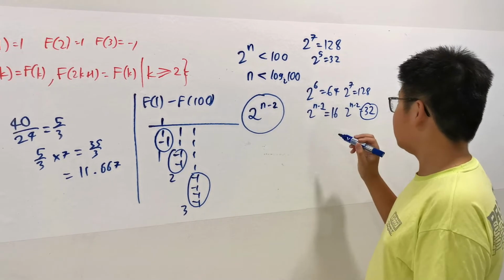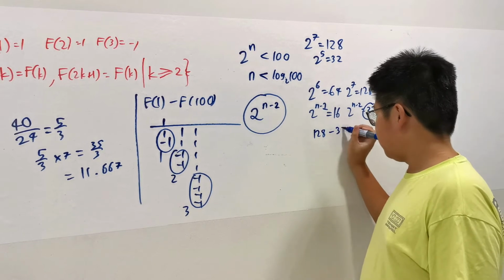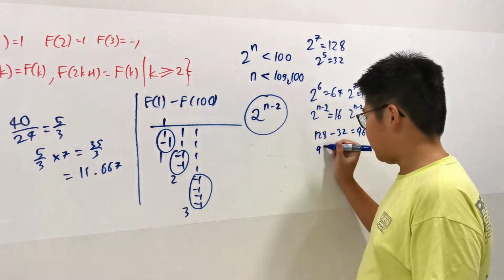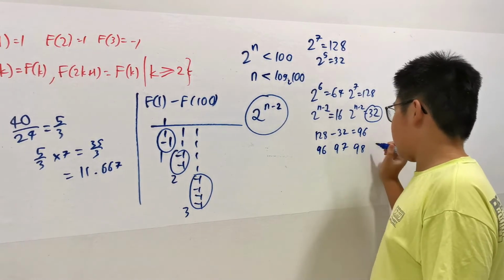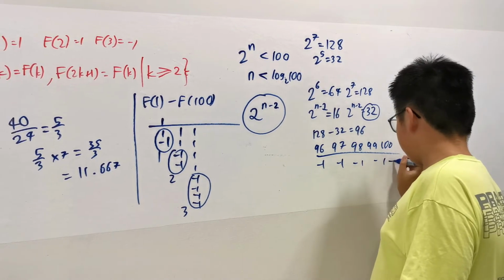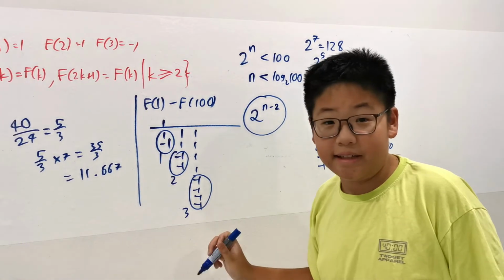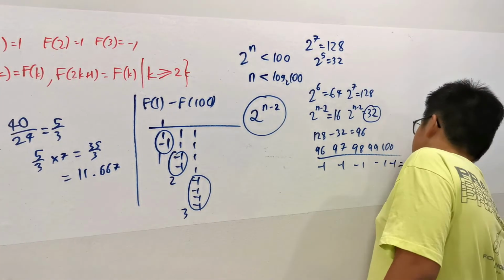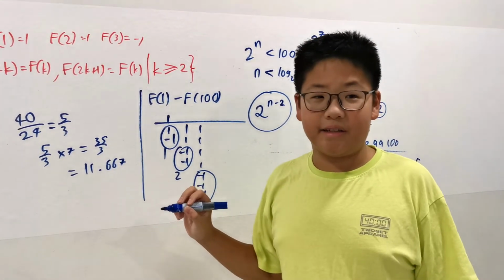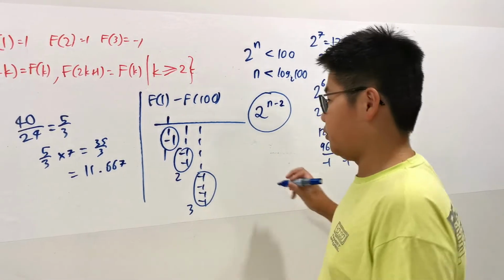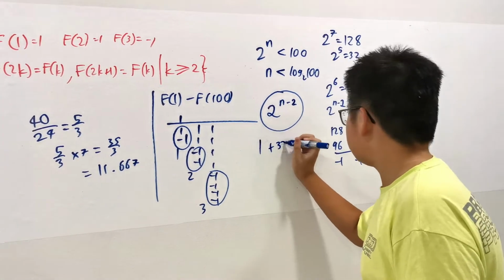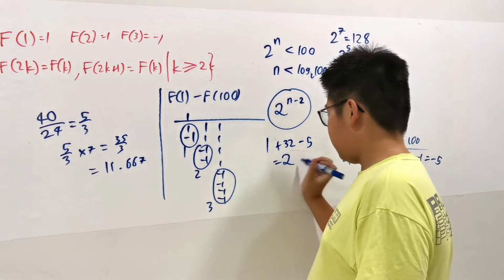And based on this calculation, 128 minus 32 equals 96. So the chain of negative 1s starts at 96. So we calculate 96, 97, 98, 99, 100. So minus 1, minus 1, minus 1, minus 1, minus 1. We recall that these chains of 1s and negative 1s add up to 0. So this chain of negatives adds up to negative 5. That means that basically the chains of 1s and negative 1s will wrap up over each other until they equal 0. Now what is the sum? Obviously it will equal 1 plus 32 minus 5 equals 28.